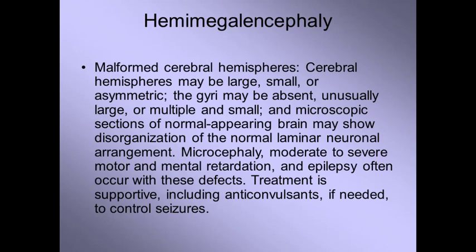Hemimegalencephaly: malformed cerebral hemisphere. The cerebral hemisphere may be large, small, or asymmetric. Gyri may be absent, usually large, multiple, and small. Microscopic section of normal-appearing brain may show disorganization of normal laminar neuronal arrangement. Moderate to severe motor and mental retardation and epilepsy often occur with this defect.